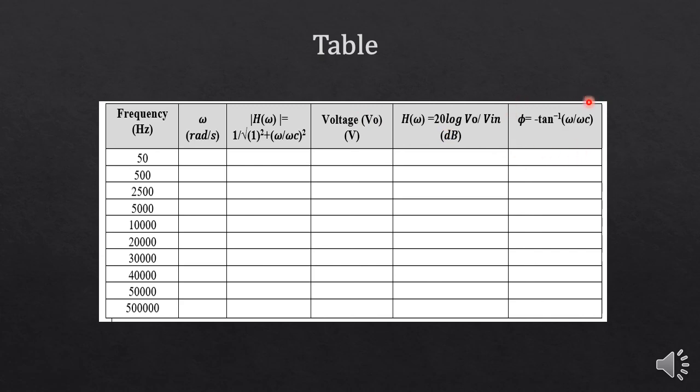And you are going to find the phase using this formula, minus tan inverse of omega over omega c, for the low pass filter. This table is for the low pass filter. Similarly, you are going to use the same table for the high pass filter, only this and this formula will be changed.